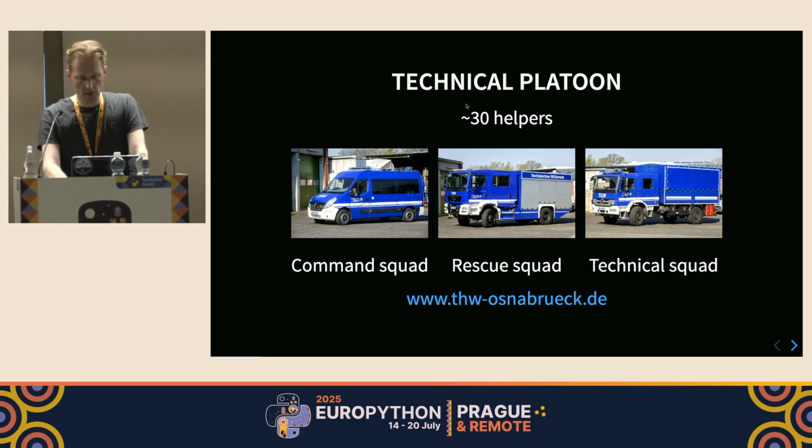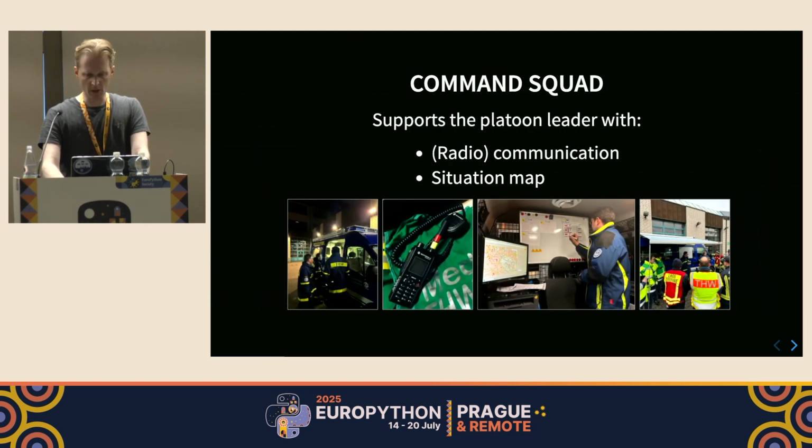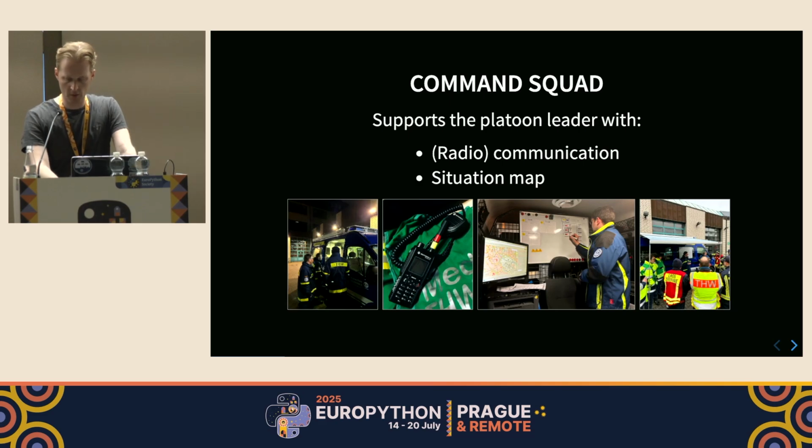The technical platoon is made up of a command squad, a rescue squad, and a technical squad, while the technical squad specializes in one of over 12 different areas, such as electricity, infrastructure, water hazards, and more. I am a helper in the command squad. Our primary role is to support the platoon leader by managing radio communication and creating a situation map.